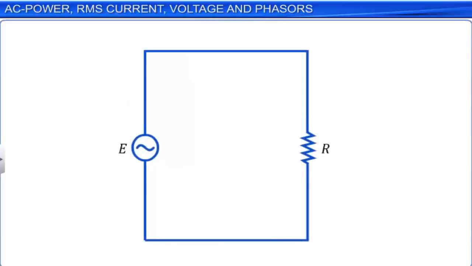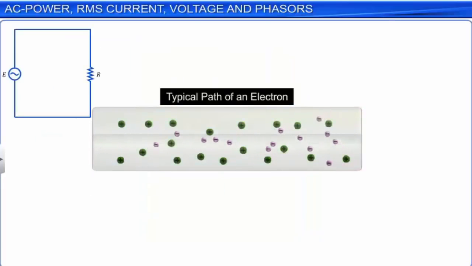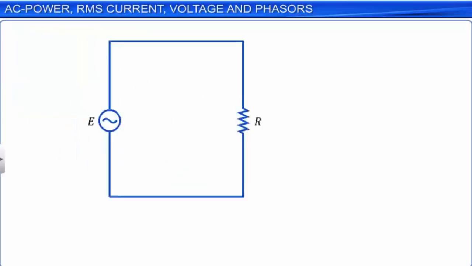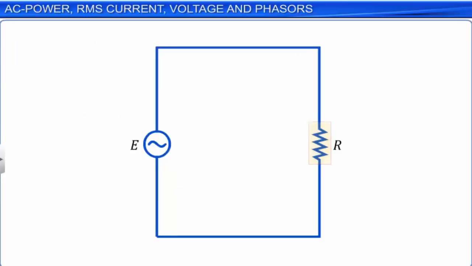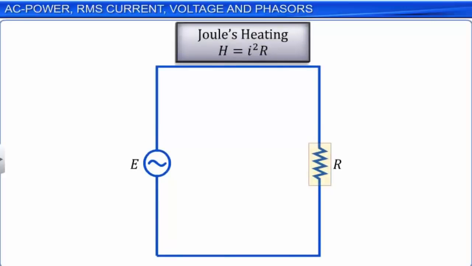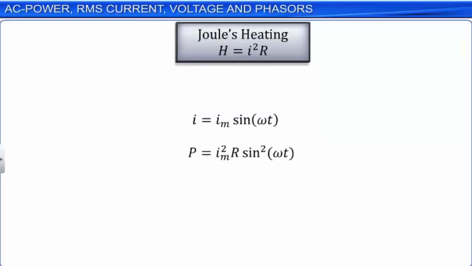As electric current passes through a resistor, the resistor gets heated. This is due to the collision of electrons with other electrons and atoms, and the constant acceleration and deceleration of electrons due to a reversal in the direction of the flow of current. This heat dissipation across a resistor due to the electric current through it is also known as Joule's heating, which is expressed as I square R. The instantaneous power dissipated in the resistor is I square R.